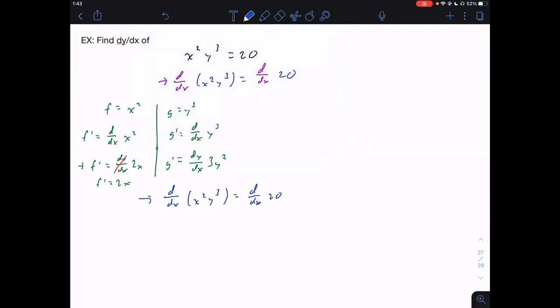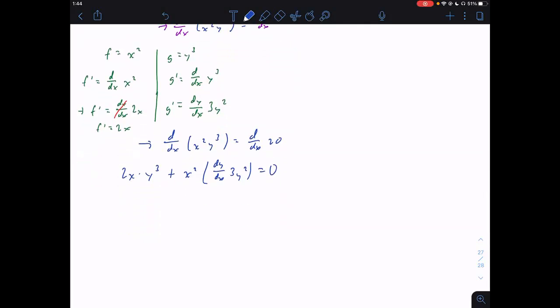Okay, so here we're going to have f prime, which is 2x, multiplied by g, which was y cubed, plus f, which was x squared, multiplied by g prime, where g prime was not just 3y squared, but dy over dx times 3y squared. So dy over dx times 3y squared equal to, what's the derivative of a constant? Just 0.